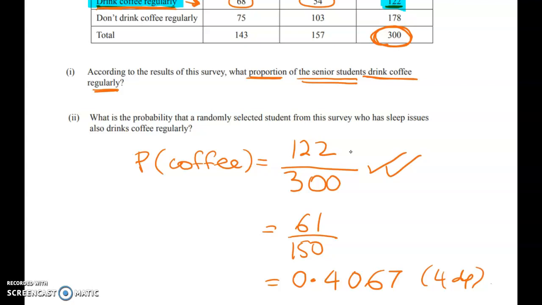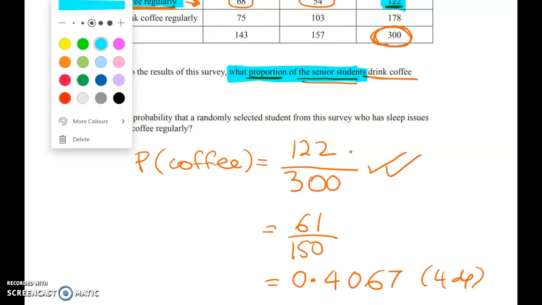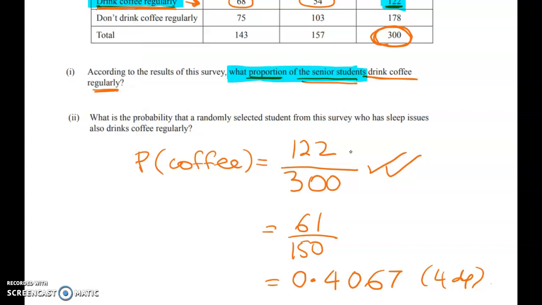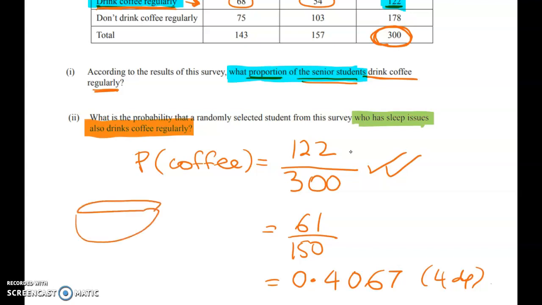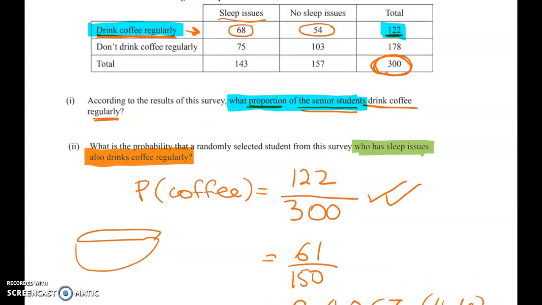Now, let's look hard at the difference between this question, which is asking about the proportion of the senior students, and this next question, which is asking something different. So this one says, what is the probability that a randomly selected student from this survey who has sleep issues also drinks coffee regularly? So the way to interpret this is think about our hat. Here's our hat, and which names are going into it this time. Well, this time it's not all 300. It's just the randomly chosen students who have got sleep issues.